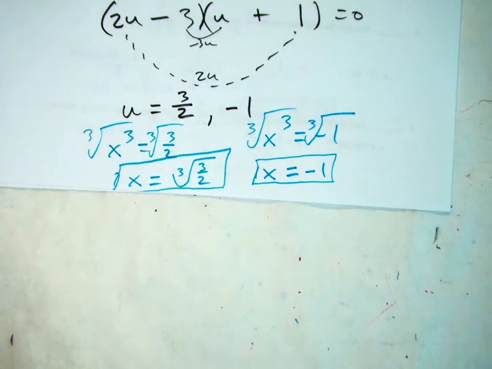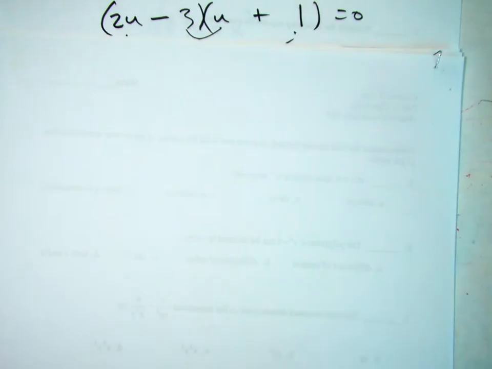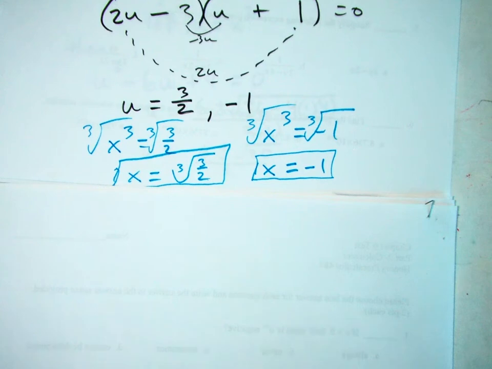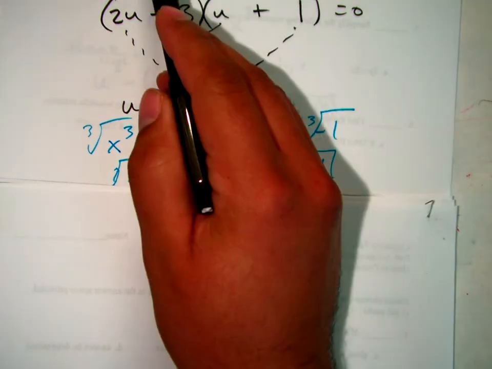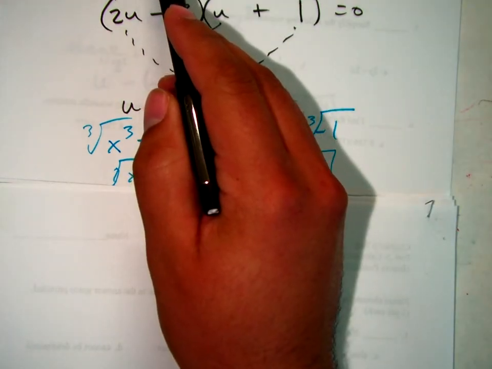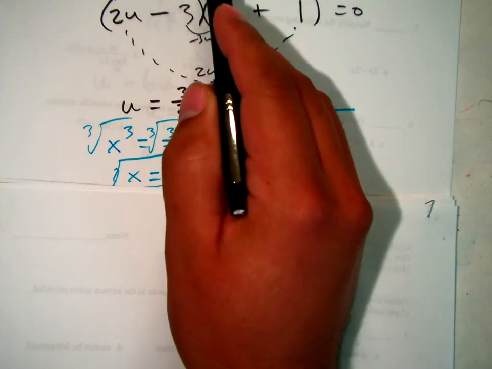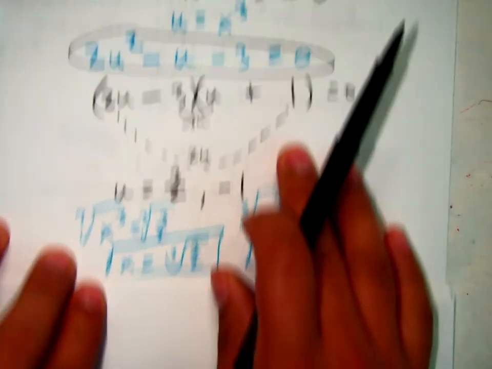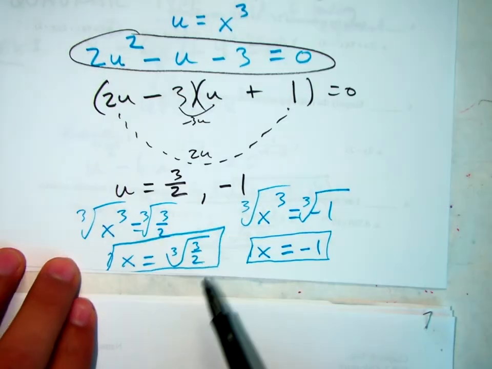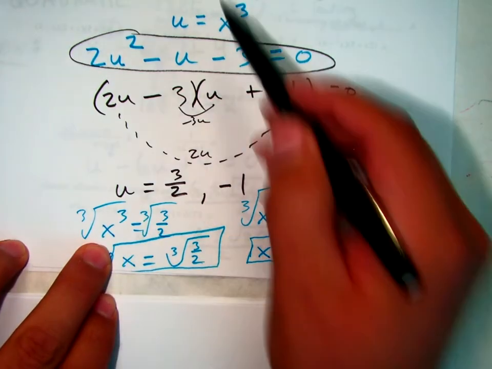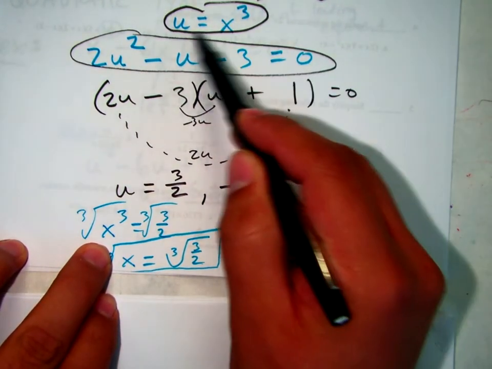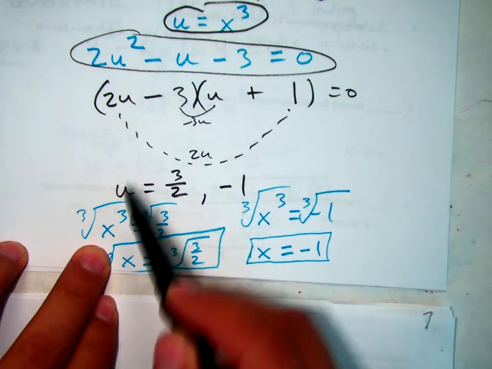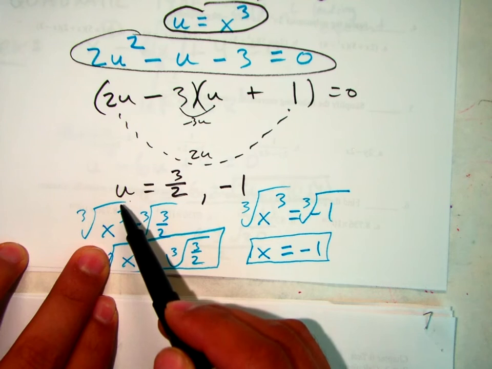But let's actually do the big problem. Why do we use x cubed? Because if we use x to the 6th, then it doesn't become quadratic. We're trying to make this look quadratic. Up here, we said u was equal to x cubed. That was our substitution. So when we go here, that's what we set u equal to. Okay.